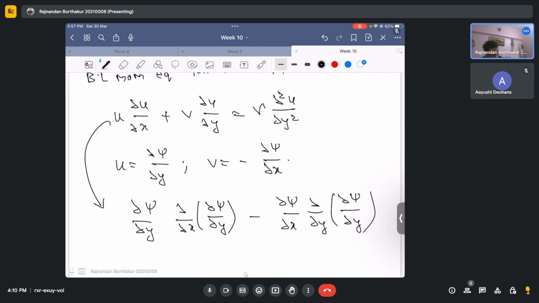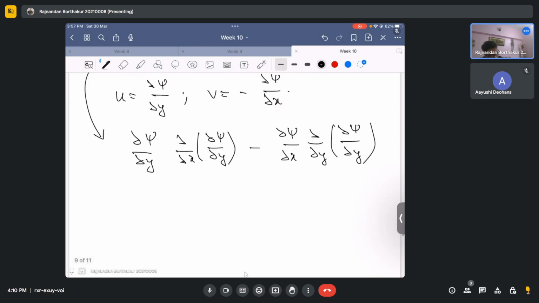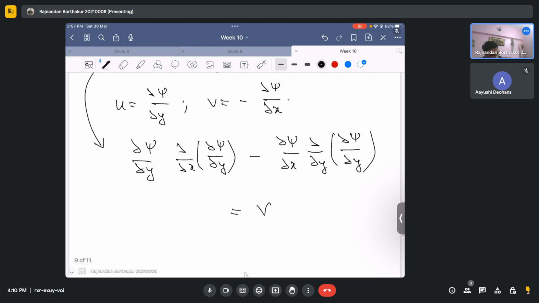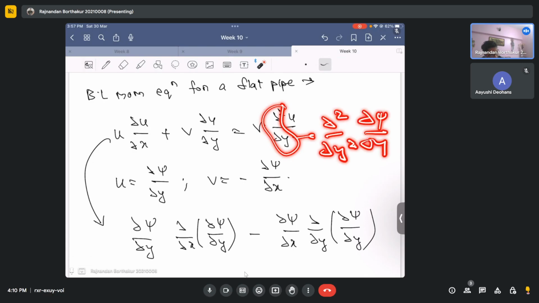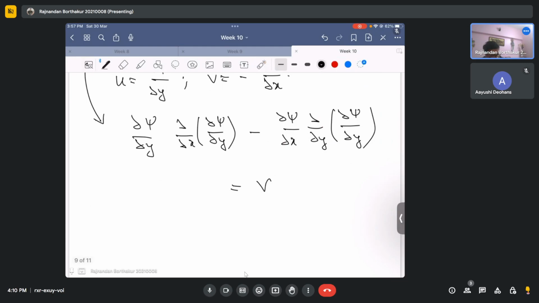And then the right hand side, you can eventually show, would be del 2 by del y2 of del psi by del y, which means it would be nu times del 3 psi by del y cube.